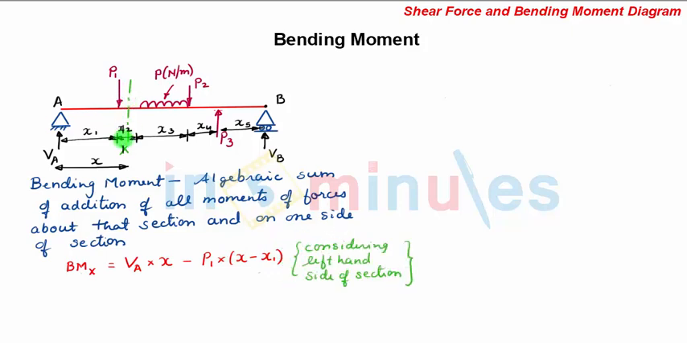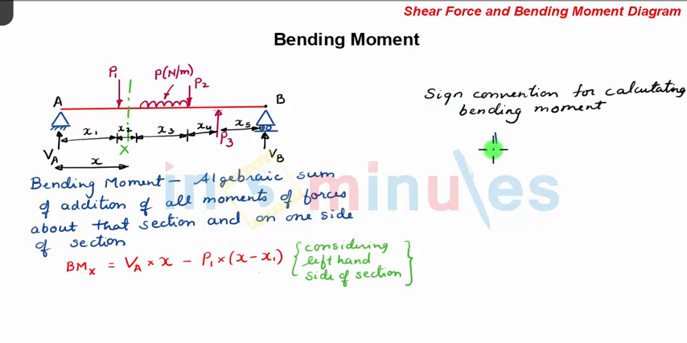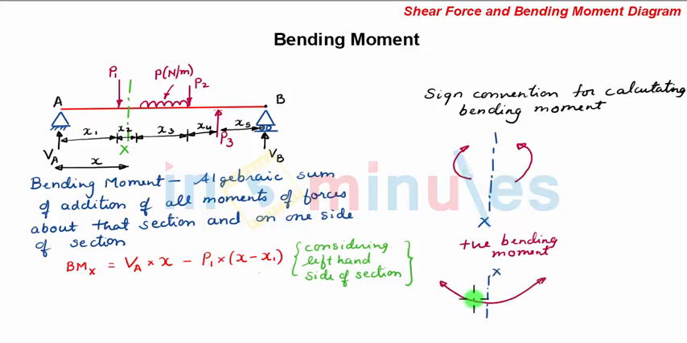We can also find out bending moment at section X by considering the right hand side of the section. But before that, let's study the sign convention for calculating the bending moment. For any section X, the clockwise moment or bending moment on the left hand side of the section and the anti-clockwise couple or moment on the right hand side of the section is considered as positive bending moment. The two effects can be coupled in this fashion, showing that the clockwise couple on the left hand side of the section and anti-clockwise couple on the right hand side of the section has positive bending moment.